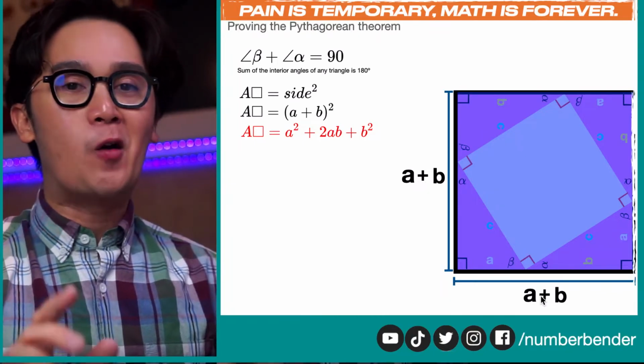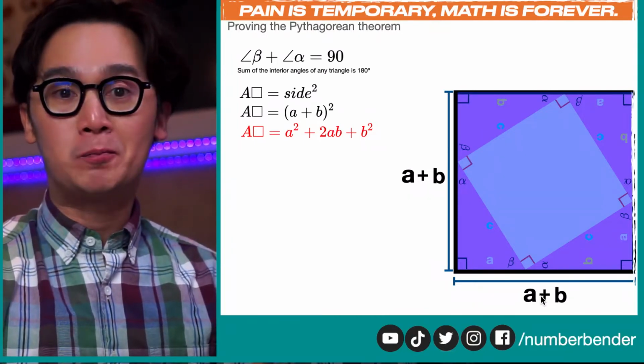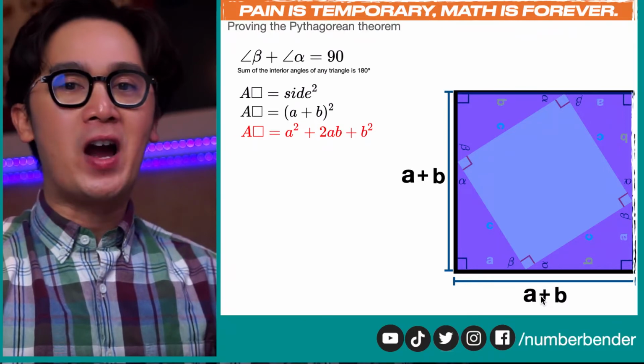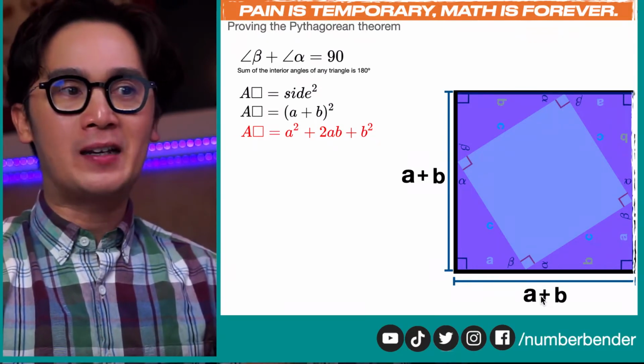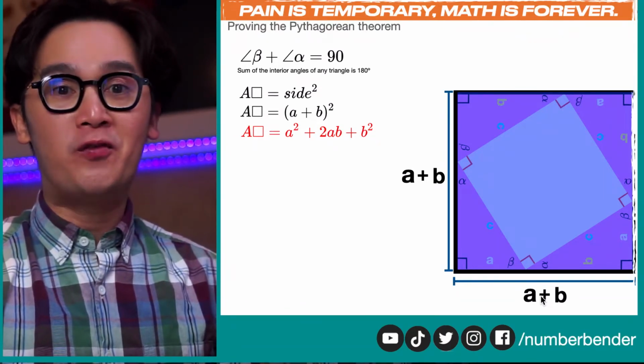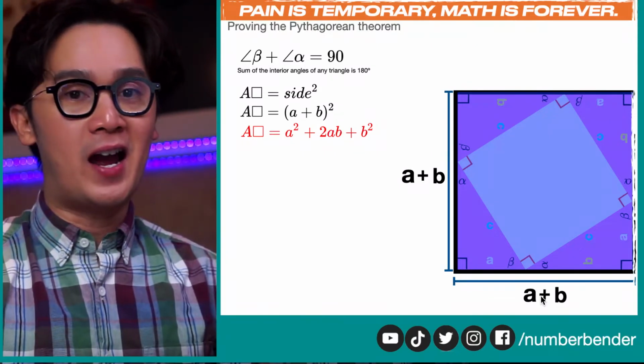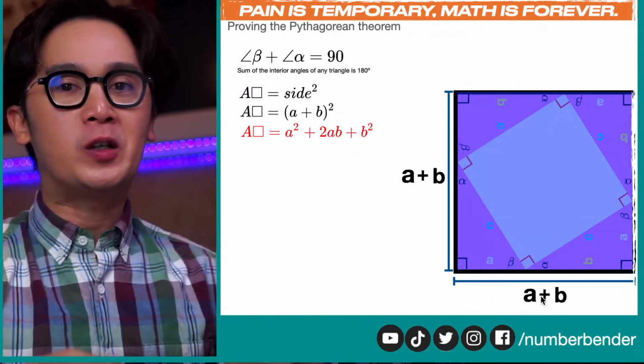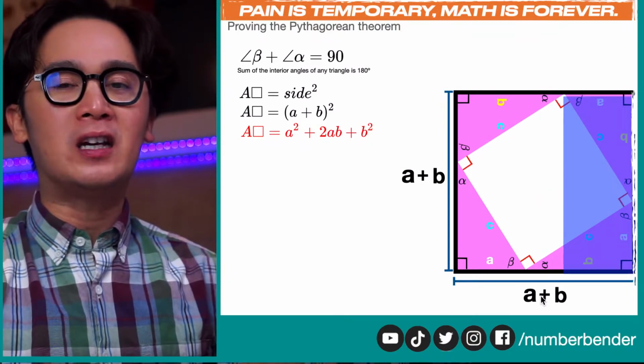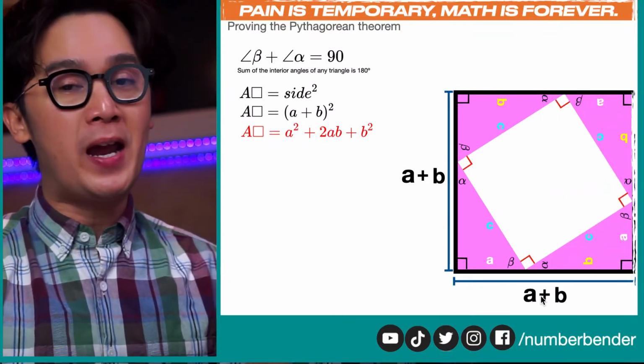And now we're finished with the first part of our proof, which is finding the area of that big square that we're able to form using the four right triangles. And what we're going to do next is to look at our figure from a different perspective.